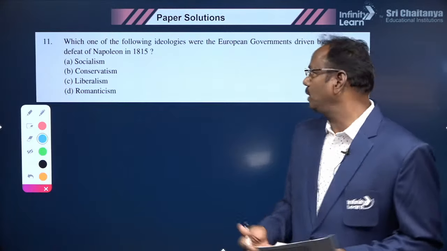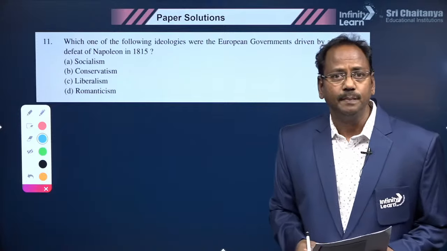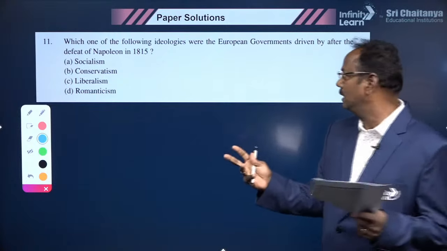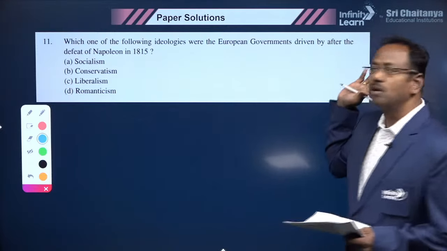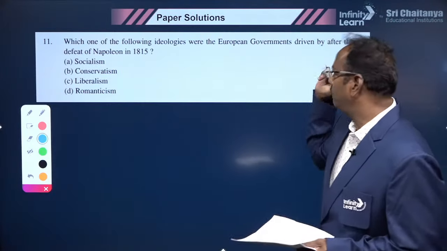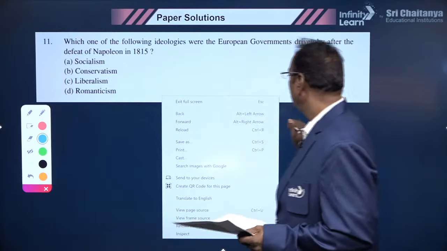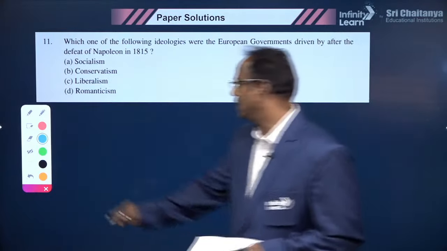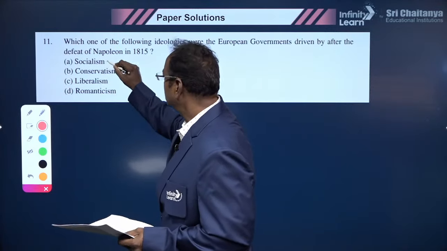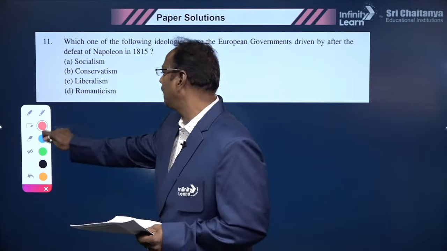But after Napoleon was defeated in 1815 in the Battle of Waterloo, once again the European powers gathered at the Congress of Vienna, headed by Metternich, in which they brought up conservatism once again. So socialism we cannot take, conservatism we can.